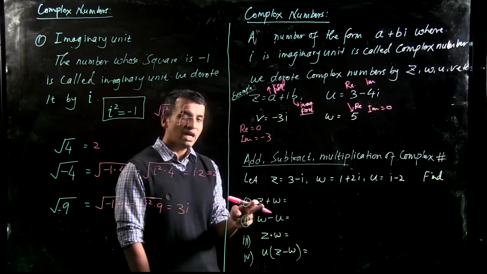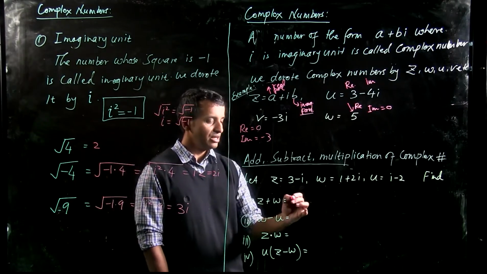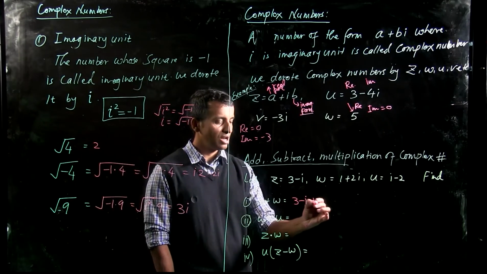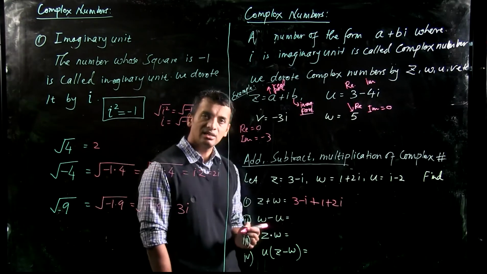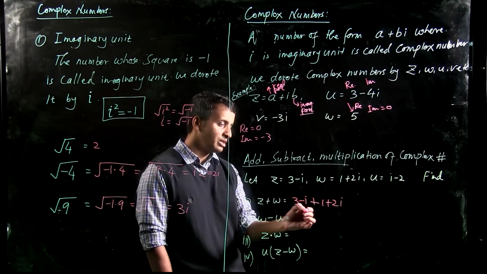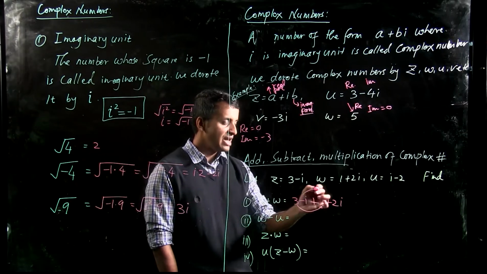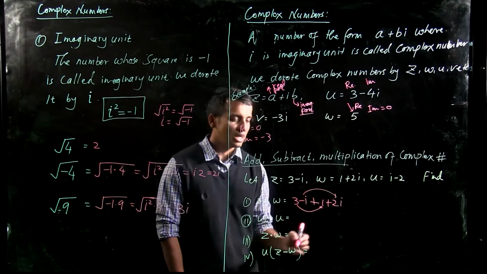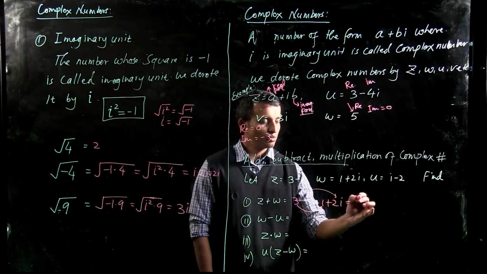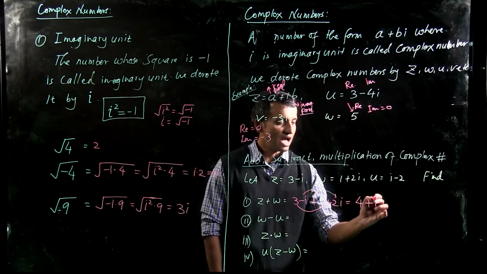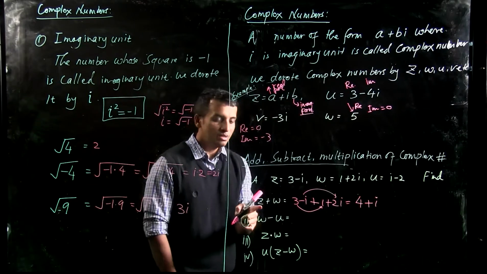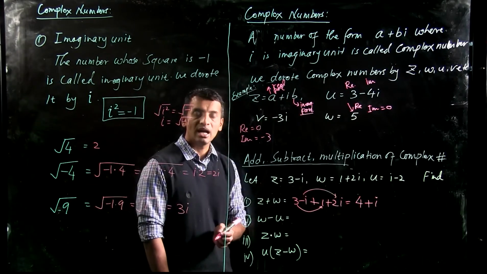Okay, now how do I add these two? So write down the value of g, 3 minus i, plus W, which is 1 plus 2i. Let's look at the like terms. You add 3 with 1, and then -i with 2i. So what do you get? 3 plus 1 is 4, and then 2i minus i is plus i. So g plus W is basically 4 plus i.